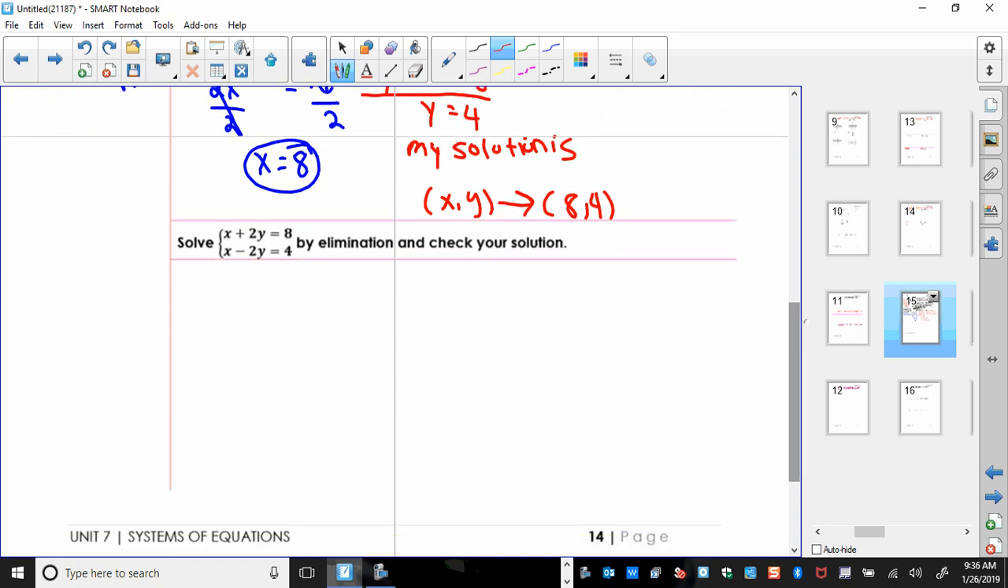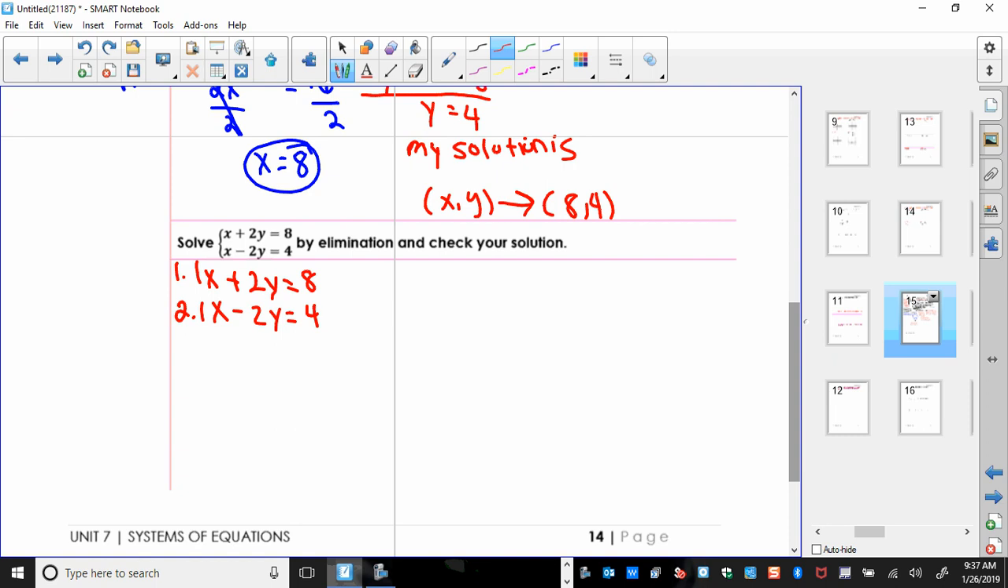All right. Now, looking at the next one, we solve by elimination and check the solution. I'm just going to rewrite my equations here. x minus 2y equals 4. So I'm going to label my equations. Now I'm going to look at the coefficients of my variable terms. And I'm also going to check, are the variable terms, x and y, on one side of the equal sign for each equation?